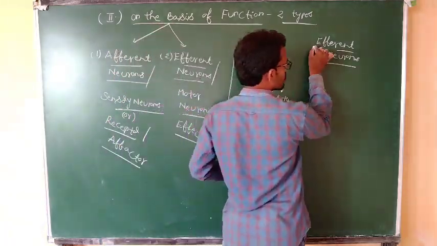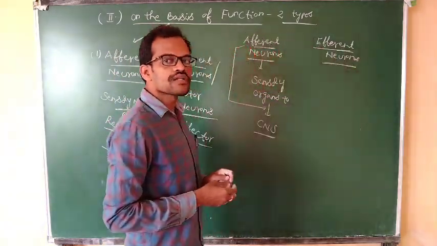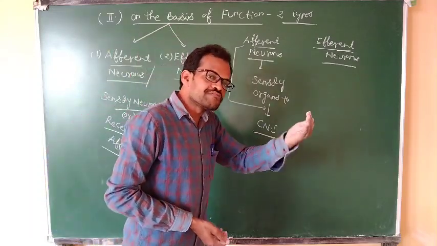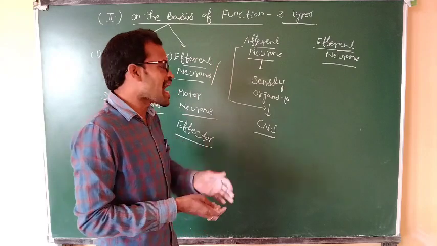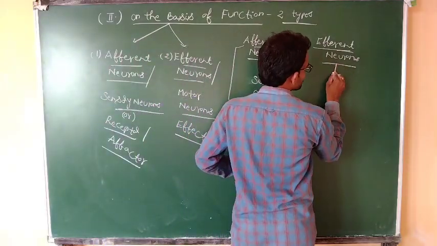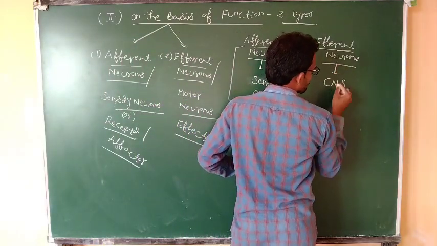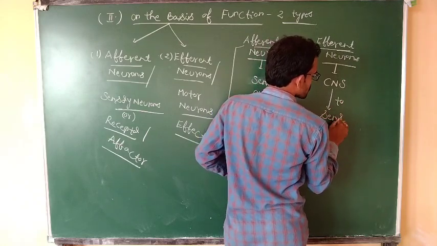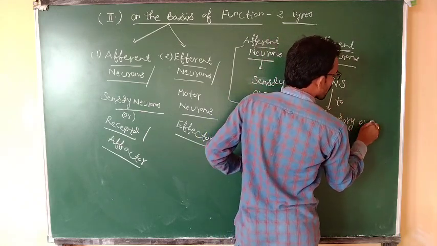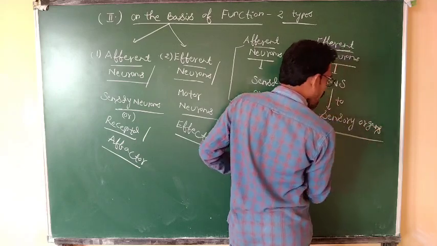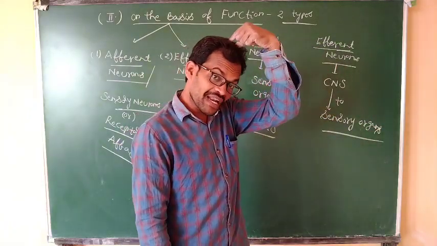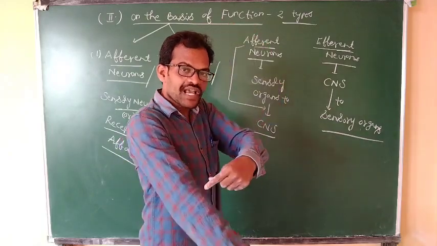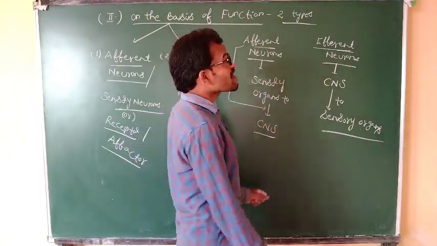What is the function of the efferent neurons? They send the message from the central nervous system, brain and spinal cord, to the sensory organs.